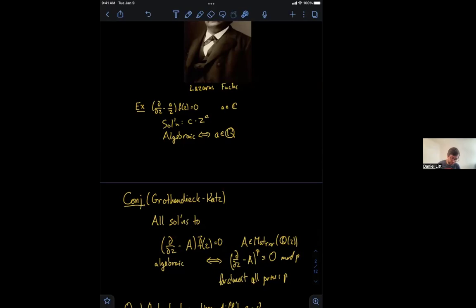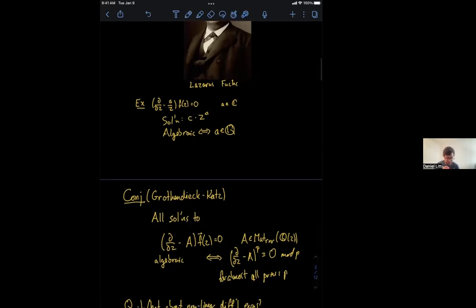As I've written it, this is a special case of the Grothendieck-Katz p-curvature conjecture. It's the Grothendieck-Katz p-curvature conjecture for open subsets of the line over Q. But in fact, the general case can be reduced to this one. It's not too hard to see that, but I'm trying to give a concrete statement of the conjecture.